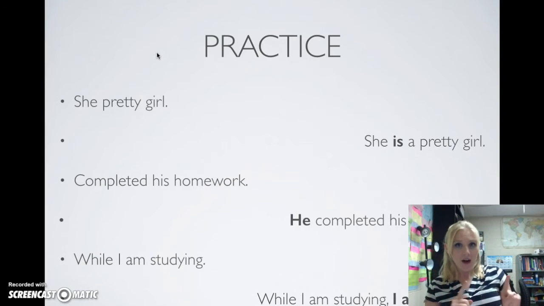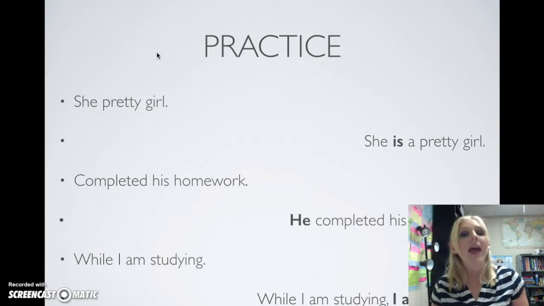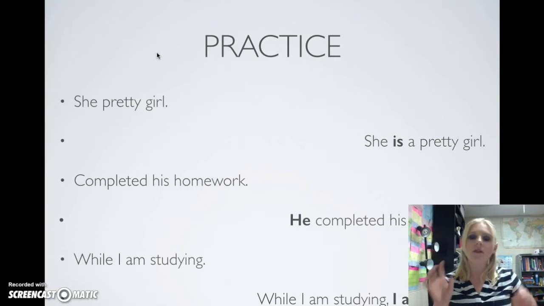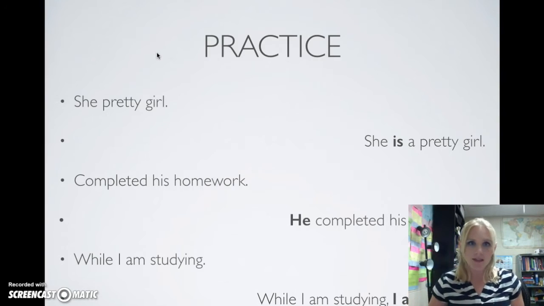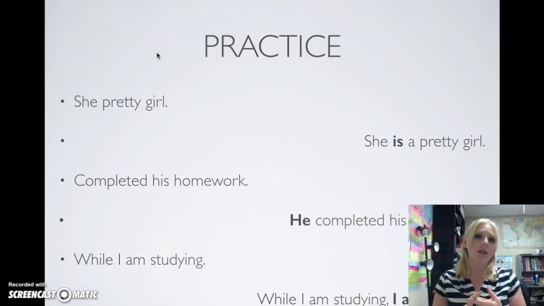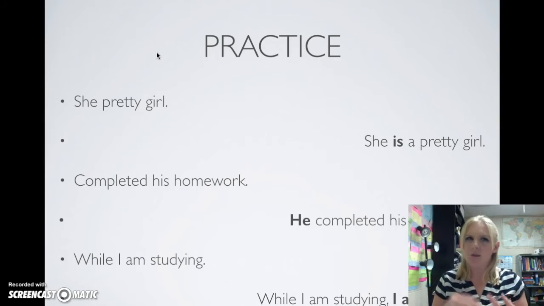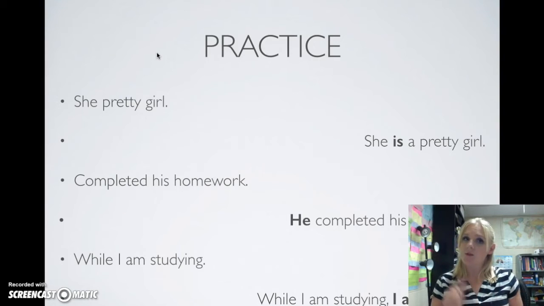So over here, we've got a couple of examples of sentence fragments on the left. So we've got she, pretty girl, completed his homework, and while I am studying. All of those are groups of words that look like sentences. They may be really long, but they're missing one of those 3 essential parts. So instead of she, pretty girl, which is great, it has a subject, it has a thought, but it's missing a verb. She is a pretty girl. Now we have a complete sentence. Same thing with the next one, completed his homework. Who completed his homework? He completed his homework.